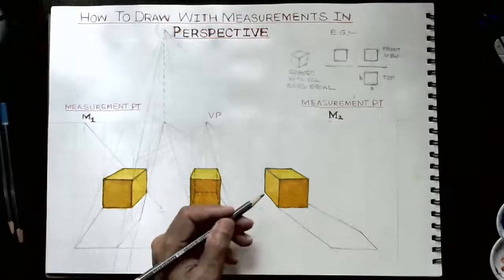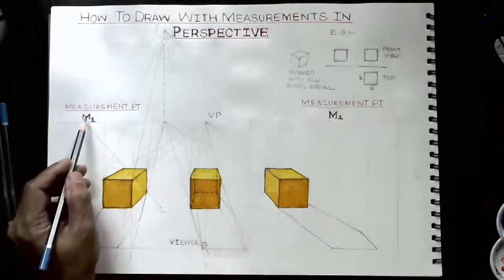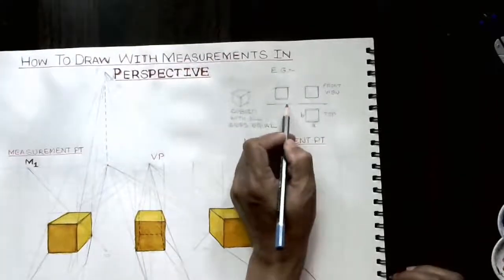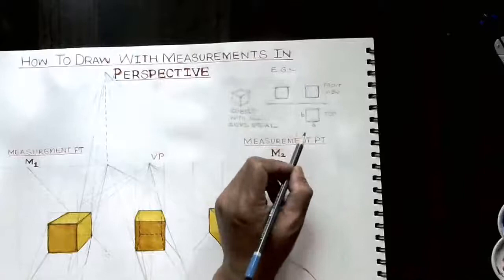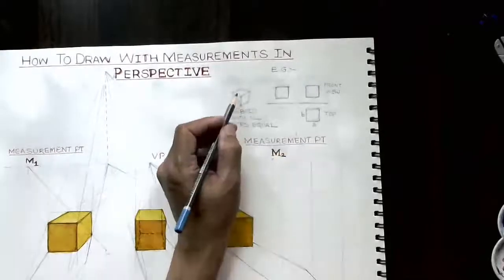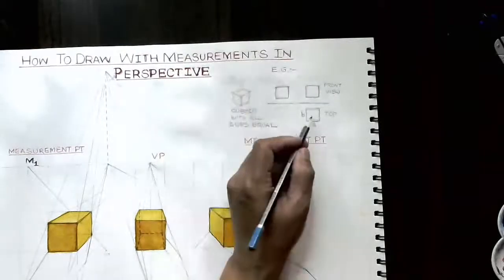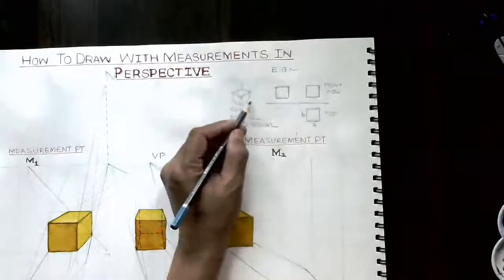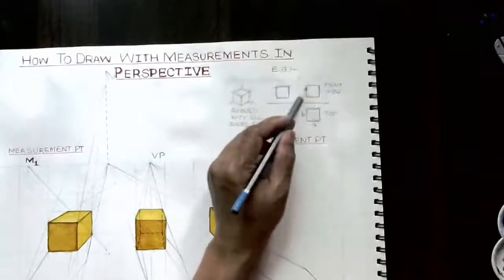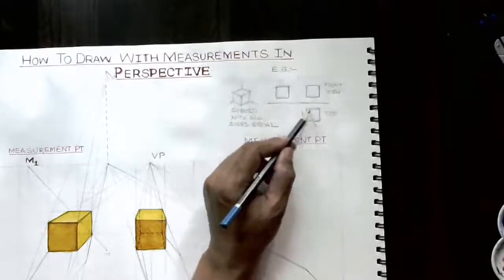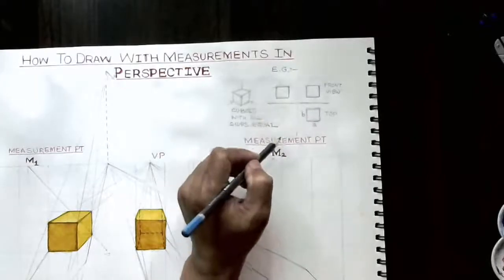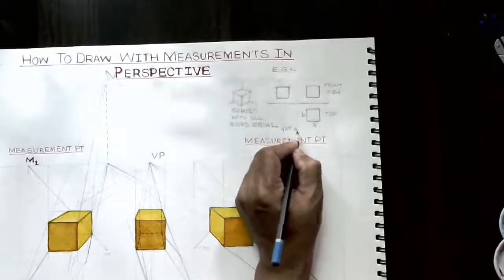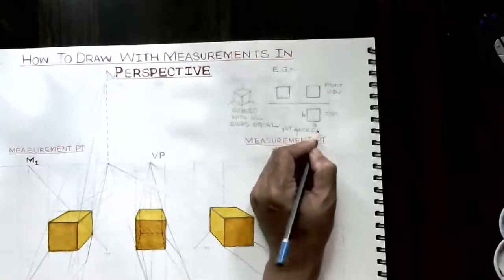So here, by using the method called measurement point, is what I want to explain. When we see the object from the top, you will see a square like this. This will be the front view, and you will find that all the sides will be equal. This is called first angle projection.